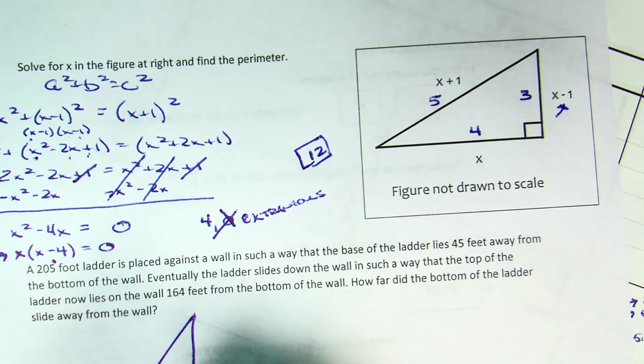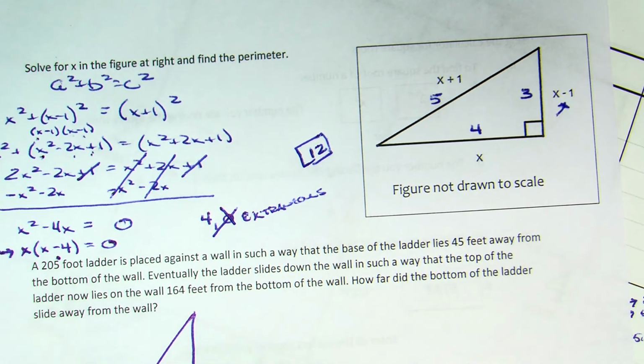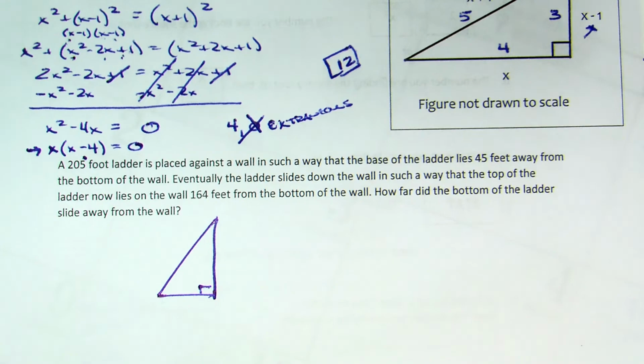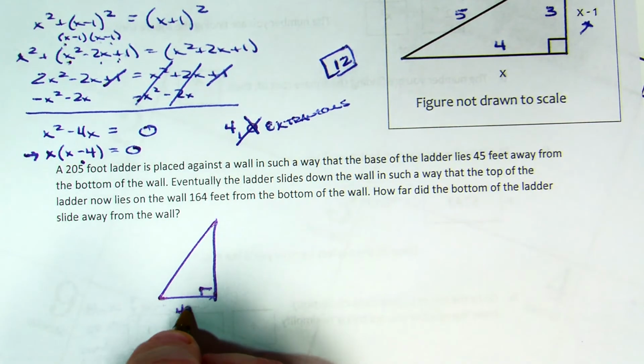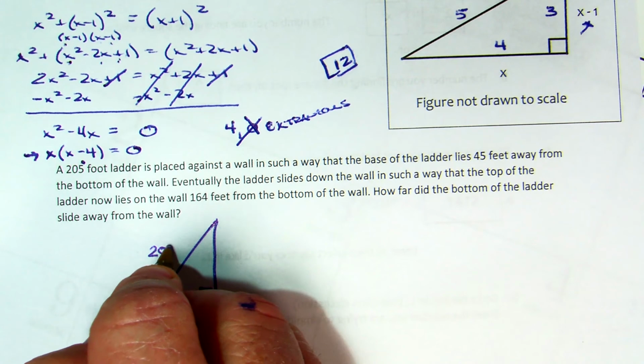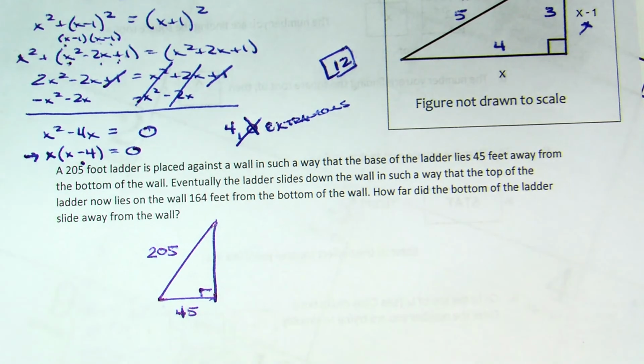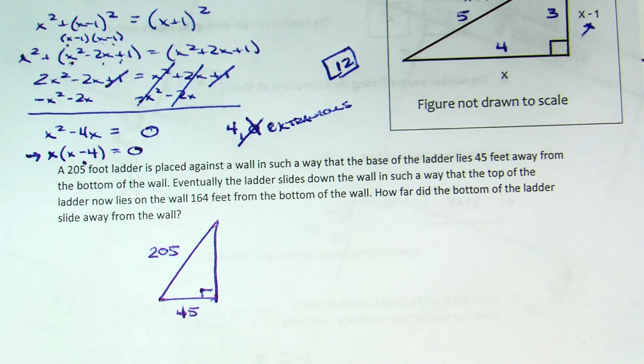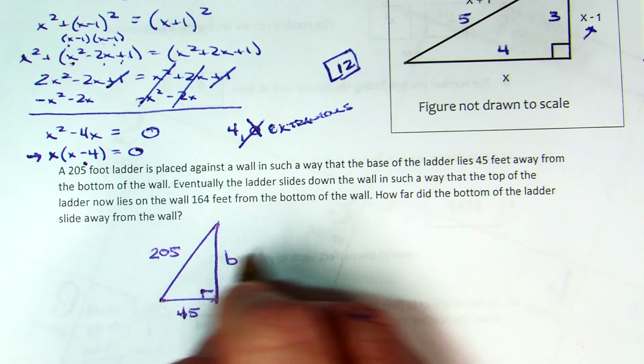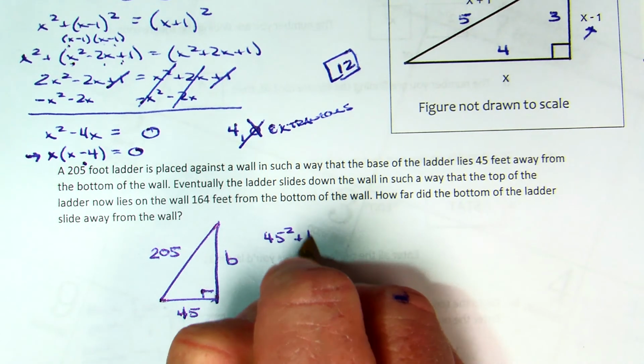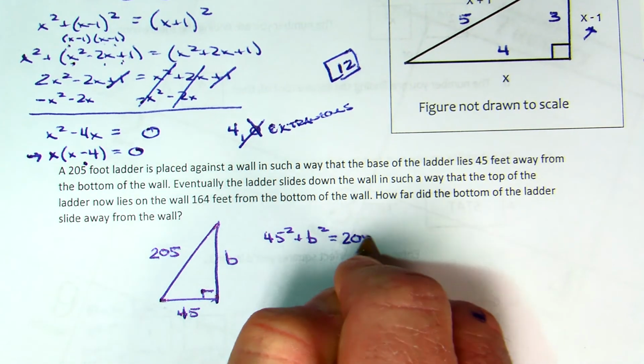Alright? A 205-foot ladder is placed against the wall in such a way that the base of the ladder lies 45 feet away from the bottom of the wall. So there's 45, there's 205. Everybody okay with that? Because they're going to use descriptions like base. I have two sides of a triangle. What can I use to get the third side? Pythagorean theorem. I'm going to call that B. 45 squared plus B squared equals 205 squared.